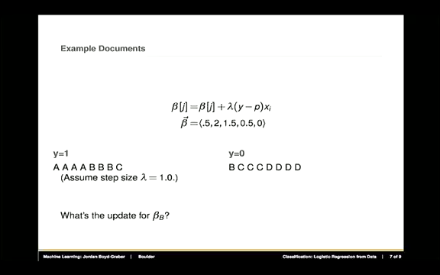So beta B is constant the whole time. The original was 1.5. I'm saying the update is going to be negative 0.97. It's times 1. And then we subtract that from 1.5.